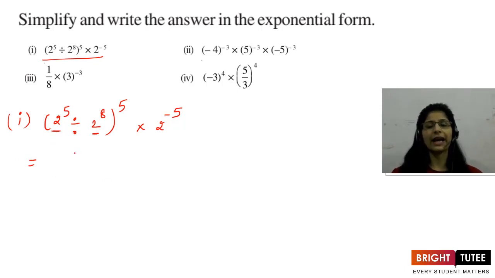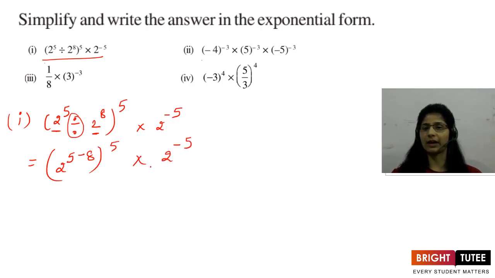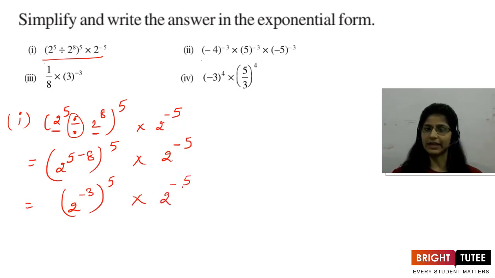Now, we have the same base with the division sign. So, we will subtract the powers. 5 minus 8 whole power is 5 multiplied with 2 to the power minus 5. Now, what we will get? 5 minus 8 is minus 3 whole power is 5 multiplied with 2 to the power minus 5. So, whenever you are using a property or a law of exponent, you just have to mention that in bracket.